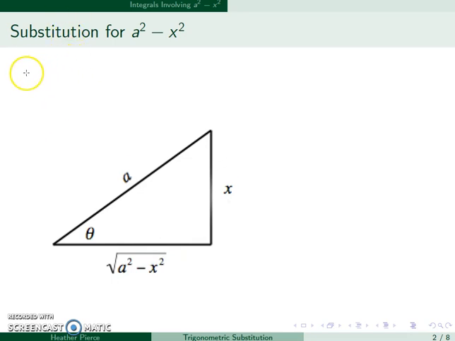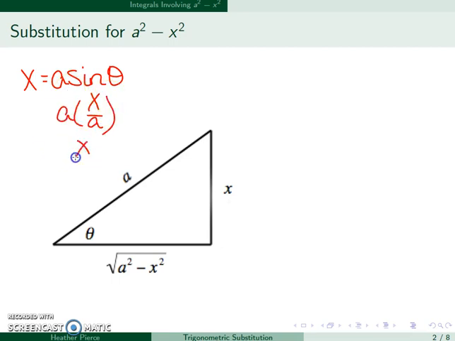So I want to pick a value for x. In this case, I'm going to let x be equal to a sine theta. And we can see that sine theta will be opposite over hypotenuse, which is x over a, times this a out front, which is just x. So this substitution does work.